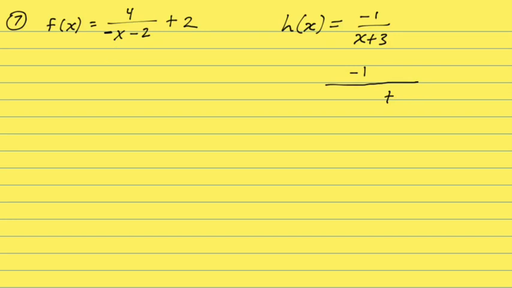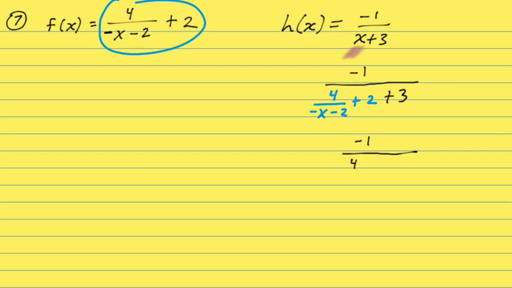Yes. Okay, so we have the plus 3, and I wrote everything except for the x, right? And now I'm going to replace that x with the other expression, which is 4 over negative x minus 2 plus 2. So this becomes negative 1, 4 over negative x minus 2, and would that be plus 5?